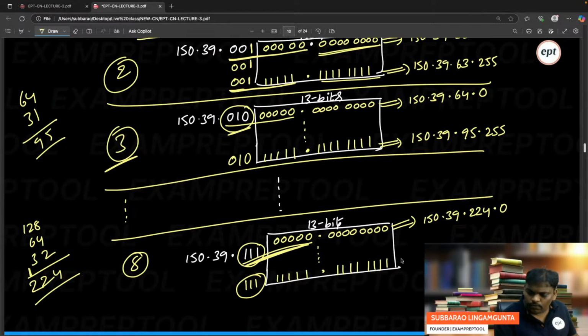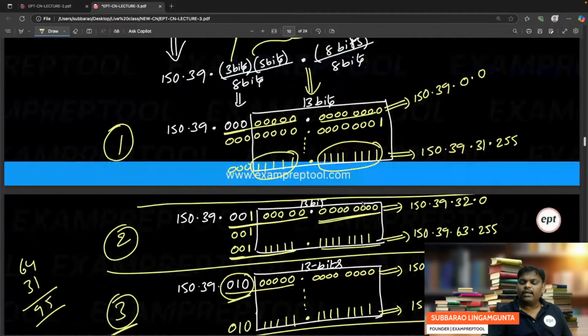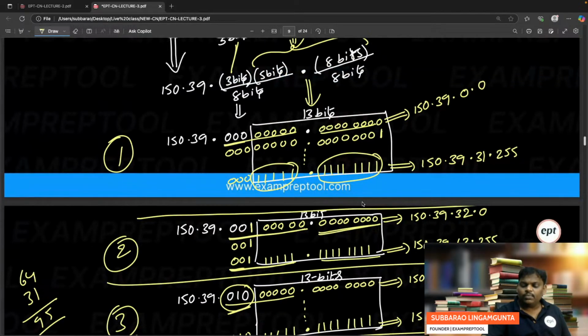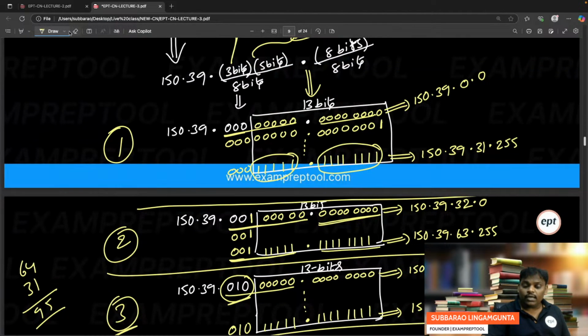Dot 0. Lastly, if you observe 150.39, these are all ones, so 255. Check properly. No need to confuse. Converting binary number into decimal number. Please be careful.